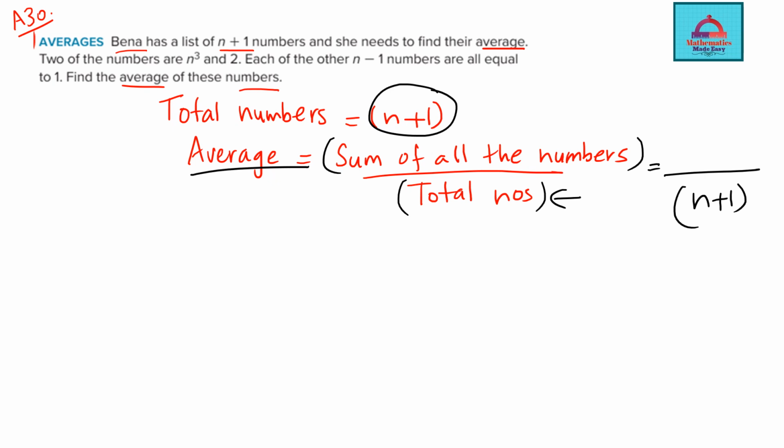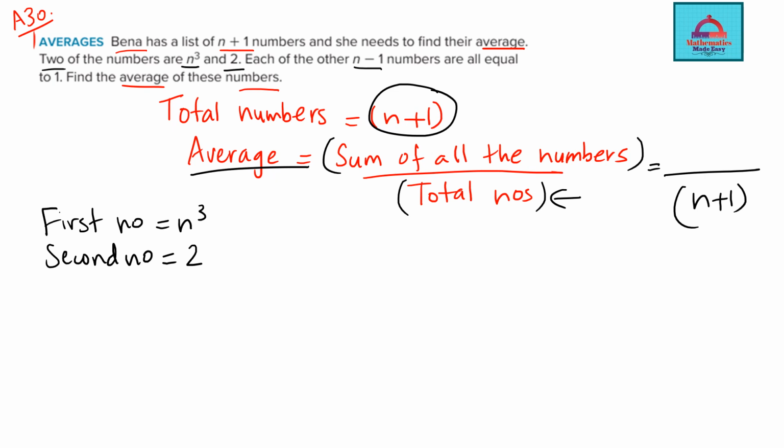So how many total numbers are there? Total numbers are n plus 1 and two of the numbers are given to you. The first number is n cube. The second number is 2. Okay, and how many are then left? Two numbers you already took out. So from n plus 1, the remaining n minus 1 numbers are left.